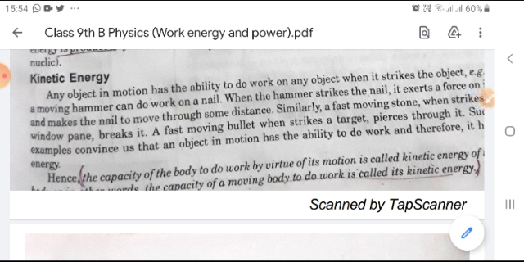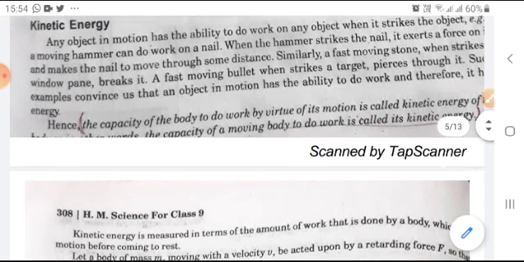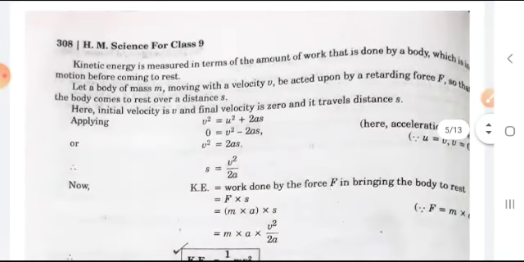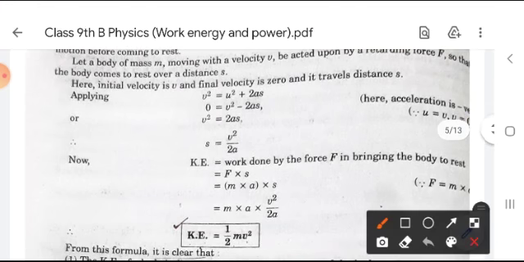Kinetic energy is the energy of any object in motion, one that has velocity and acceleration. What is the formula of kinetic energy? We can derive it. Suppose any object has initial velocity u and final velocity v and travels distance s, then we can use the third equation of motion, that is v square is equal to u square plus 2as, where v is the final velocity, u is the initial velocity, a is the acceleration, and s is the distance traveled by the object.